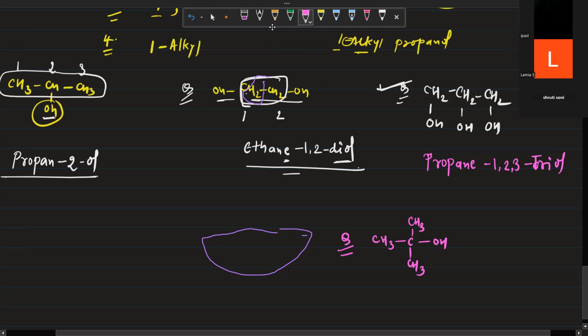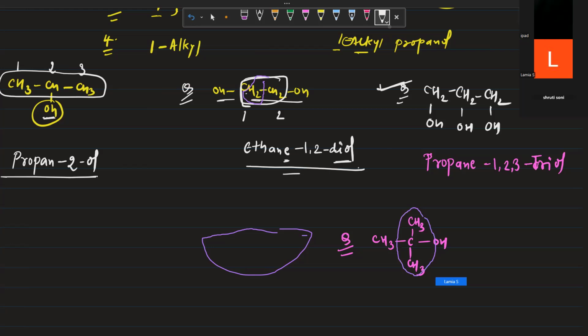Now tell me for this one. It would be one. So what is it? It would be, firstly, we need the longest chain. Yeah, longest chain. So I think this would be right. Yes, great.